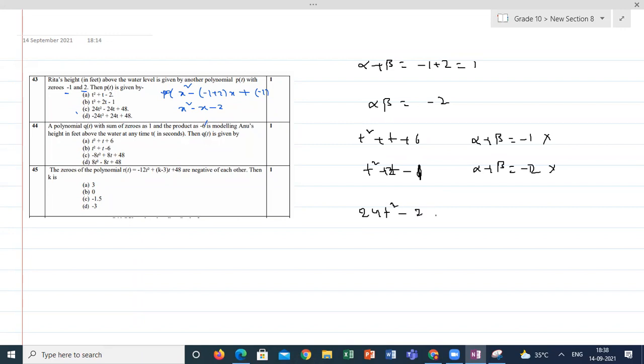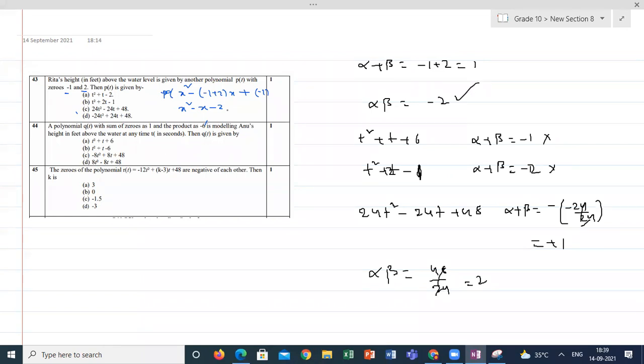24t square minus 24t plus 48. If alpha plus beta, that is the sum of the zeros, is minus of minus 24 by 24, this is plus 1. There is a possibility, but the product of the zeros also you have to check here. Alpha into beta is 48 by 24, which is coming as 2. But the product of zeros is minus 2, so this is not the option. So the only option remaining is D.